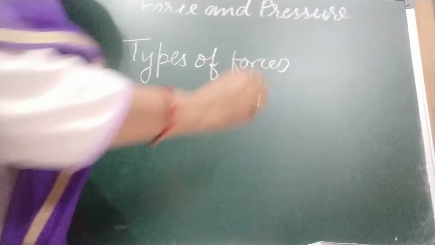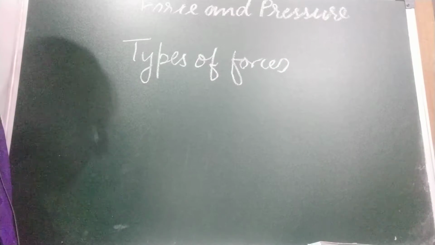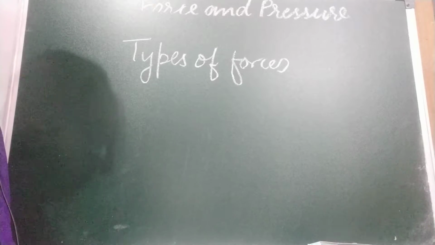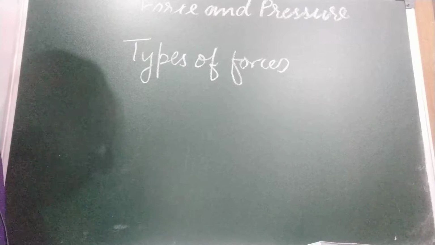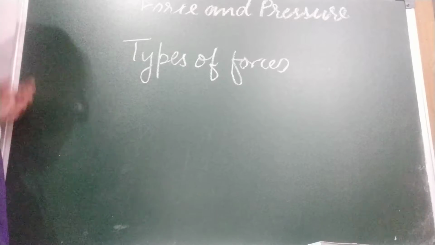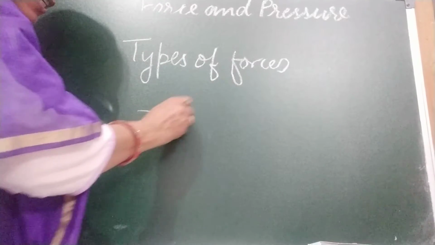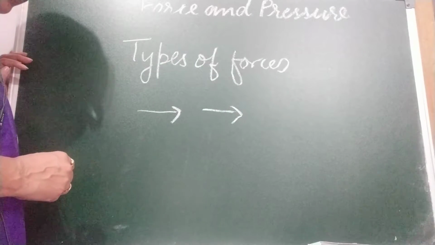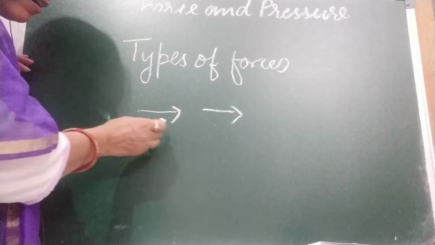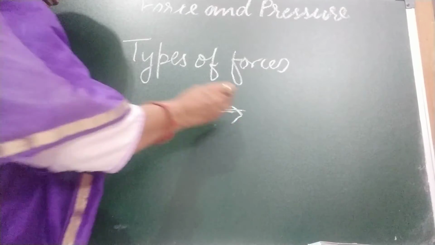Before that, how can we describe a force? A force can be described by stating its magnitude and the direction in which it acts. A force is represented by an arrow. The length of the arrow represents its magnitude.